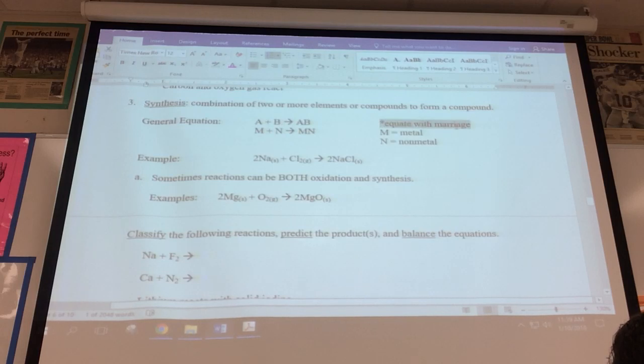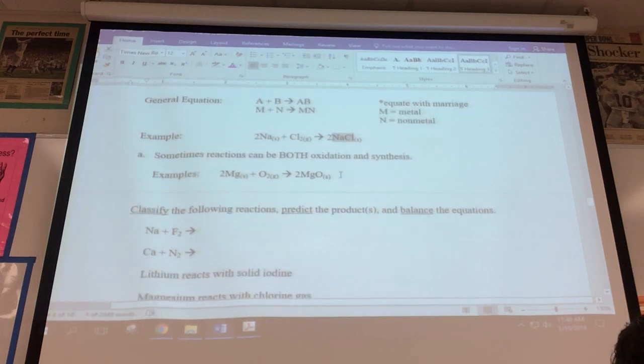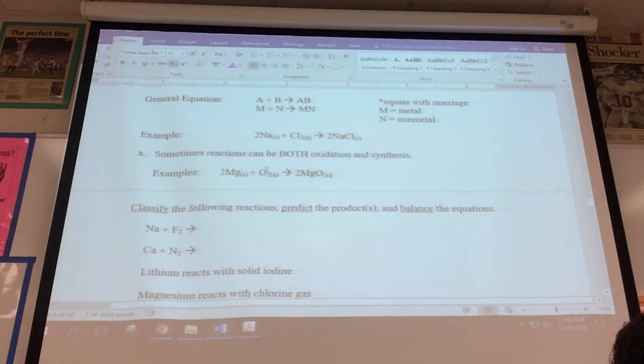You can think about synthesis like a marriage. Boy meets girl, they get married and form a couple. A metal reacts with a nonmetal to form an ionic compound. For example, sodium, a metal, reacts with chlorine gas, a nonmetal, to form ionic compound sodium chloride, which is table salt. Oxidation reactions are examples or a specific type of synthesis reaction. We classify them as oxidation. They are a specific category of synthesis.